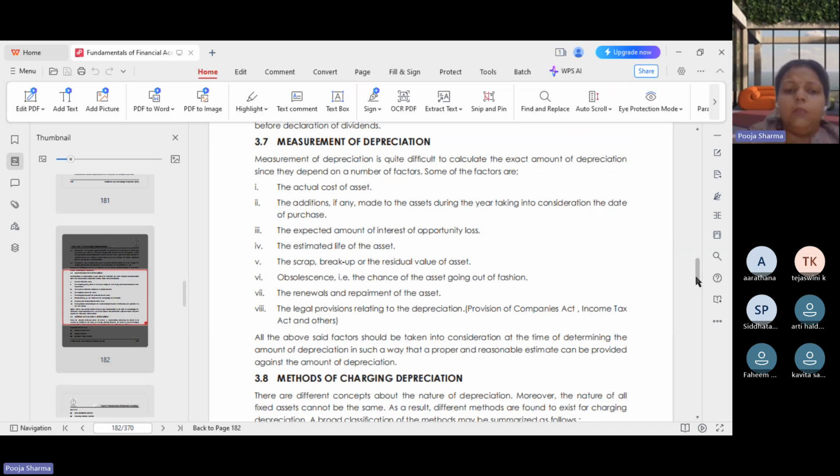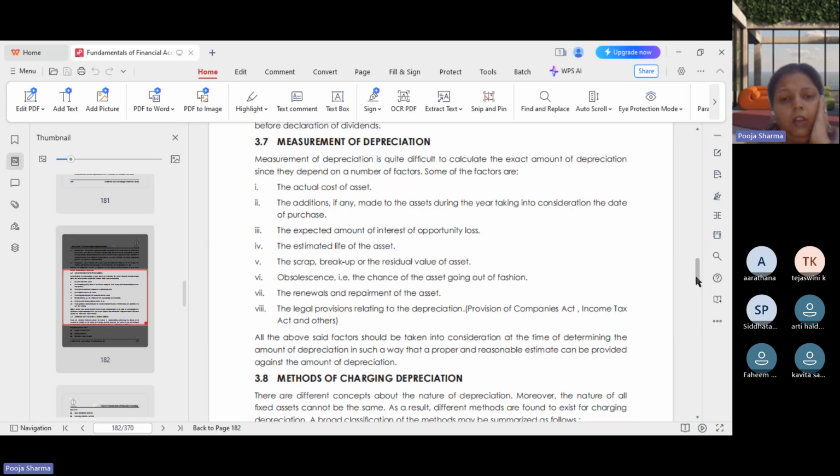Now, estimated life of assets we have already discussed. That is the time over which the asset is expected to be used. Scrap, breakage, or residual value means the amount we will get after selling the asset. At the end of the residual period, the book value that we get is the scrap value. Now, obsolescence: the chance of the fixed asset going out of fashion. We have already done obsolescence.